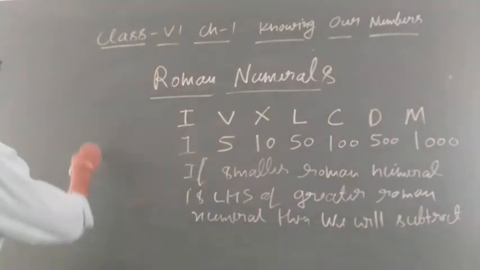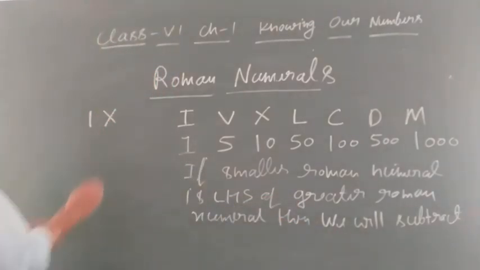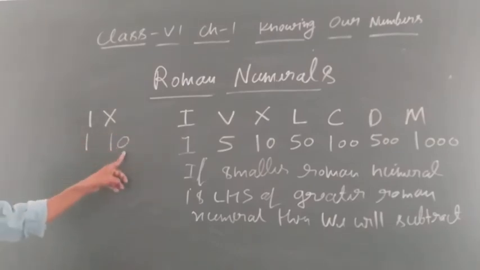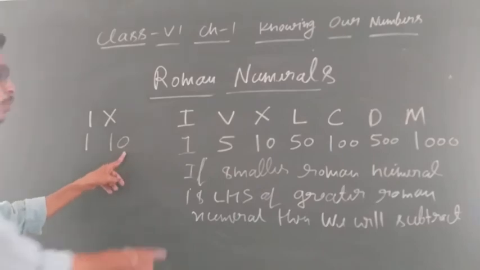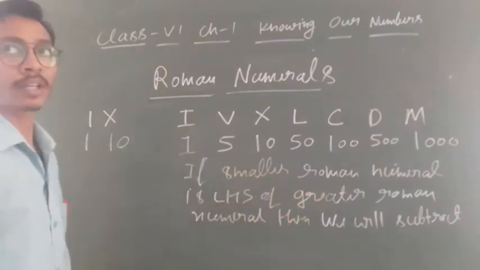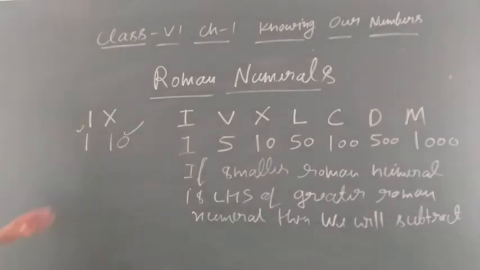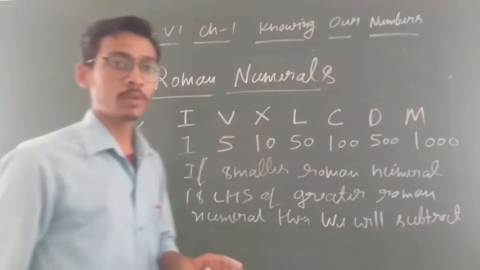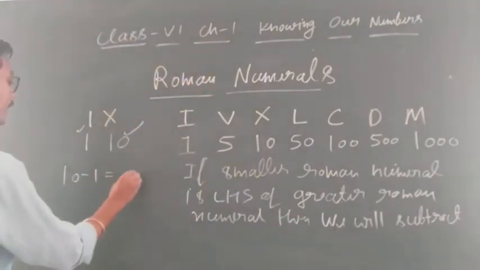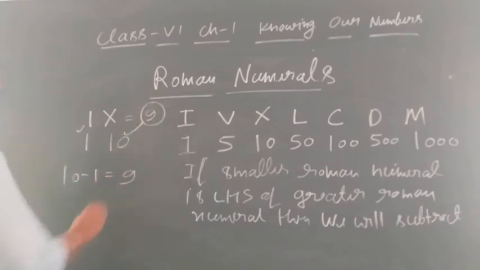For example, जैसे देखिए, you know that this is 1, this is 10. अब देखिए, 1 is smaller than 10. ठीक है ना? तो what is the rule? If the smaller Roman numeral is on the left hand side of the greater Roman numeral, then we will subtract. So this is the right hand side, this is the left hand side. So the smaller Roman numeral lies to the left of the greater Roman numeral. So what we will do, student? We will subtract. Yani 10 minus 1 will come 9, and you know that the value is clear, student.